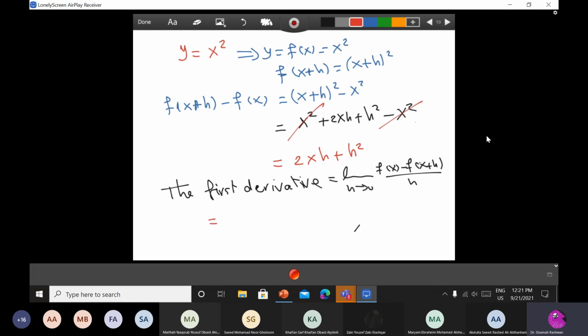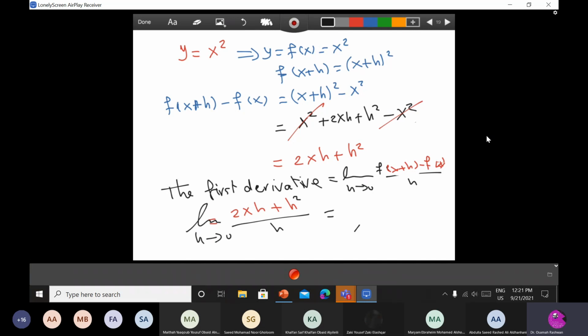يلا كده equal to f of x plus h minus f of x. اوكي يلا كده يبقى 2xh plus h square minus x square. Okay, over h, and this is the limit when h tends to 0.